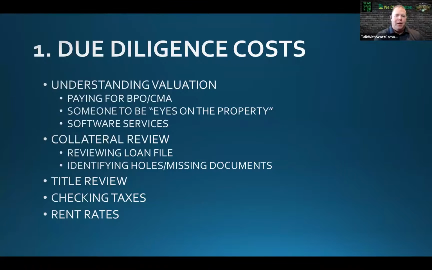Costs associated with that: a BPO, $100; a full appraisal, $400. You're not going to pay for a full appraisal. Collateral review maybe 100, 150. Title review maybe $100. Your taxes and checking your rent rates, that'll vary. If you're going to be using a third party, they may just charge you per file for that. Like if you use Rentometer, it may be $50 to $100 a month or something like that.